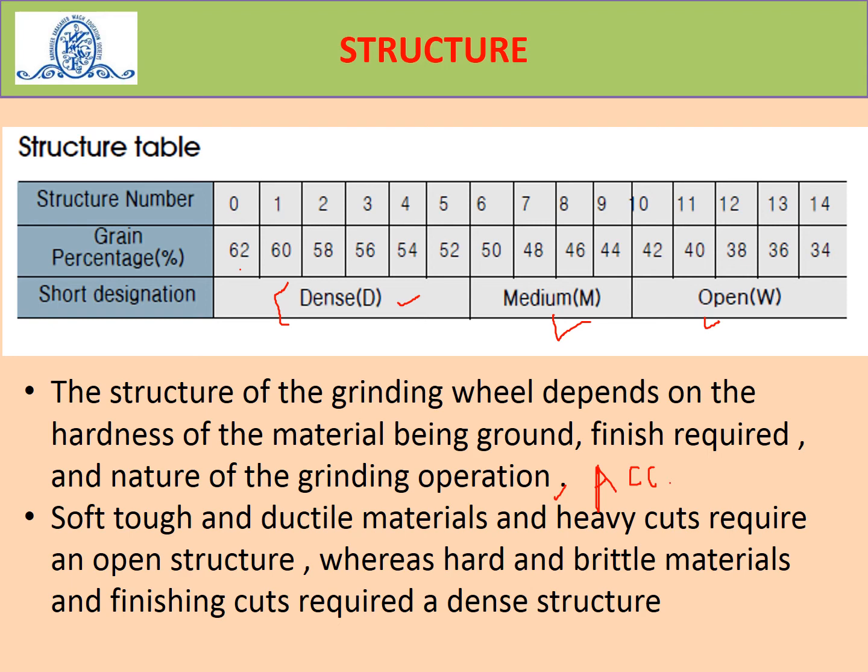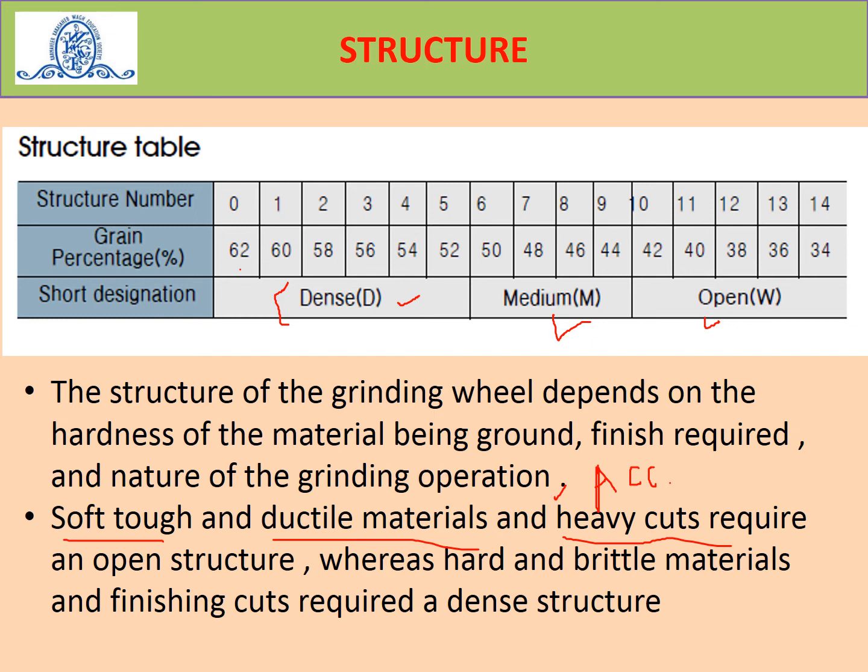When the material is soft, tough, ductile, and you require heavy cuts, heavy cut means you require more depth of cut in one stroke. So the material removal rate is more, and in that case you can use the open structure.